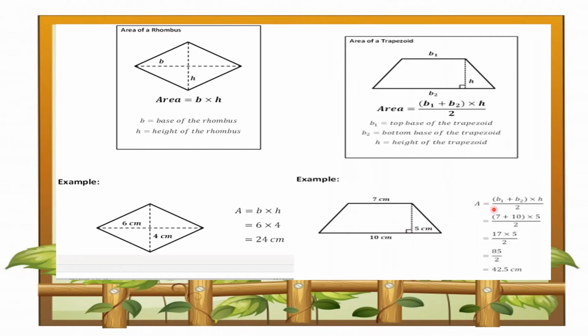A is equal to B1 plus B2 times H divided by 2. So the 7 is the B1 and 10 is the bottom base, 10 times height. Okay. So 7 plus 10 is 17 times 5 divided by 2. 17 times 5 is equal to 85 divided by 2. So the answer is 42.5 centimeter. Okay.